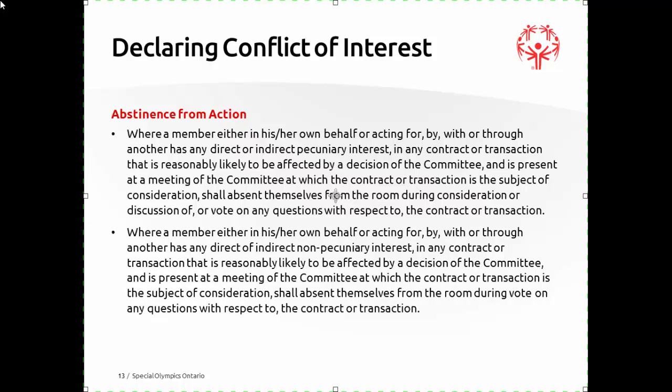Where a member, either on his or her own behalf, or acting for, by, with, or through another, has any direct or indirect non-pecuniary interest in any contract or transaction that is reasonably likely to be affected by a decision of the committee, and is present at a meeting of the committee at which the contract or transaction is the subject of consideration, they shall absent themselves from the room during the vote on any questions with respect to the contract or transaction.